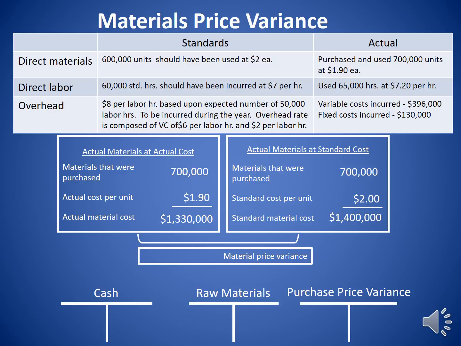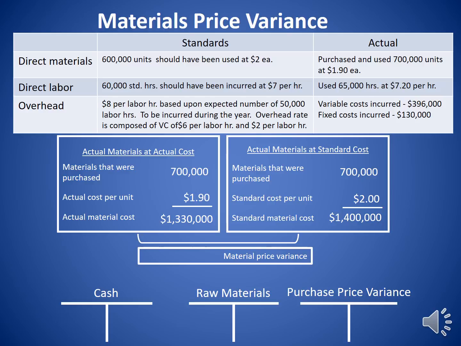Basically we have the standards that were created and then the actual production results. For direct materials, the standard was 600,000 units that should have been used at $2 each. Actually, we purchased and used 700,000 units at $1.90 each. So the amount of units we purchased and used was different than the amount we should have used, and so is the purchase price.